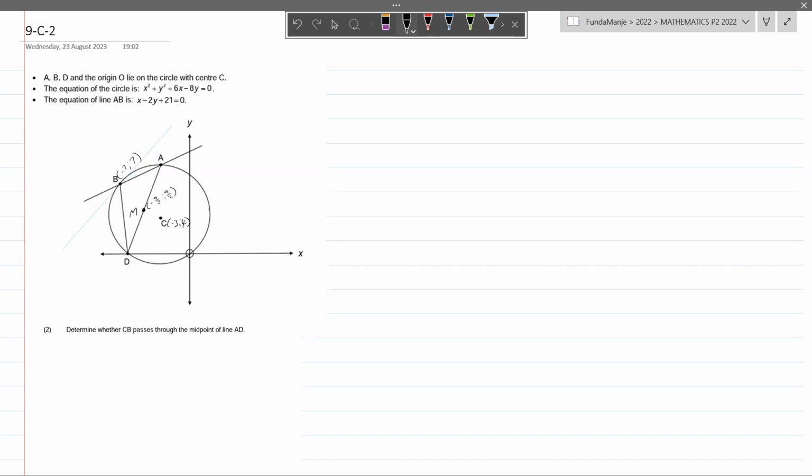Here we can have the gradient first of all for CB. So the gradient for CB will be the change in y, so y2 minus y1 over x2 minus x1. y2 in this case, we can use C, so that will be 4 minus 7 all over minus 3 minus negative 7, which will be plus 7. And the answer that we get from this is minus 3 over 4.